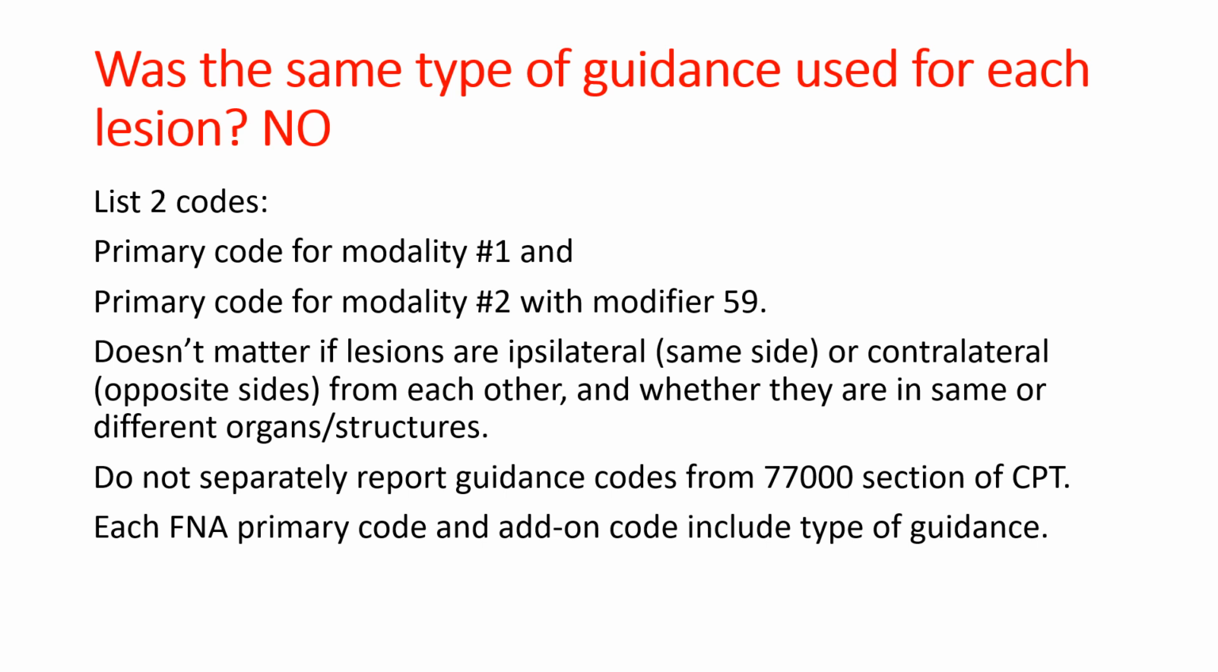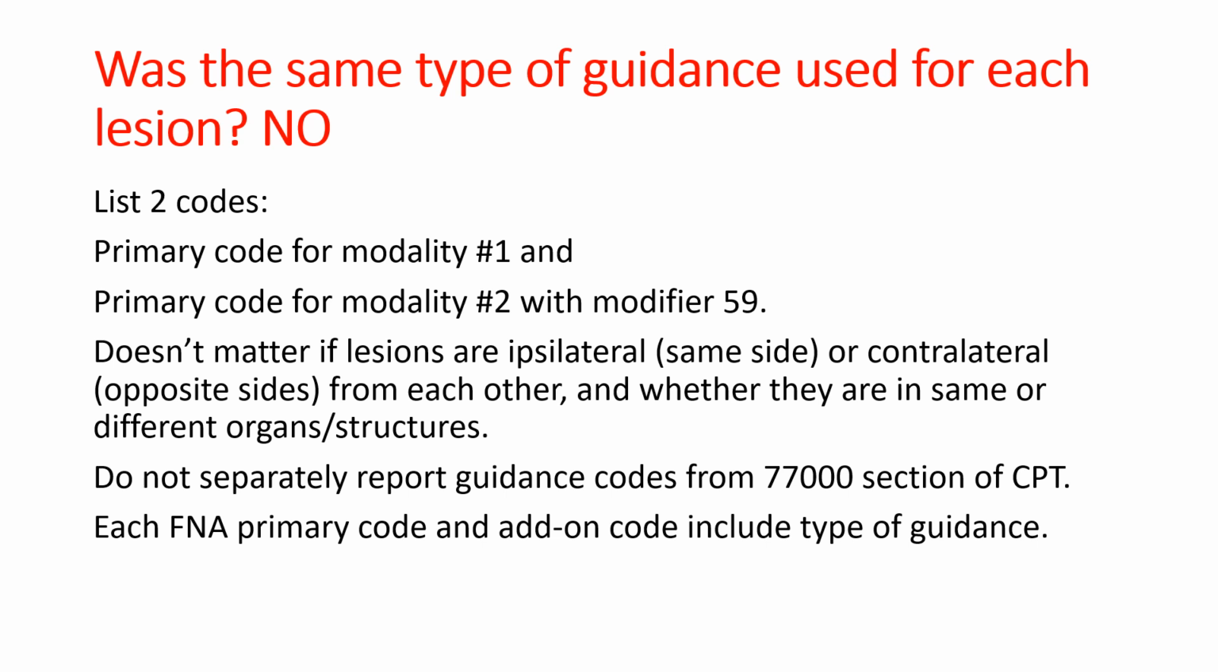Do not separately report a guidance code from the 77000 section of CPT. Each FNA primary procedure and add-on code includes the type of guidance, so we don't need to report the imaging guidance code from the radiology chapter separately. If the imaging guidance is the same, you code the primary code and add-on code using the same imaging guidance, as there are specific codes for that.